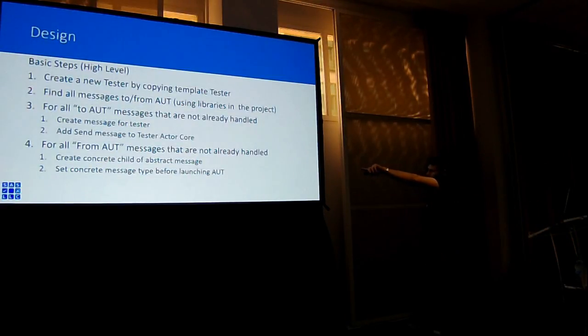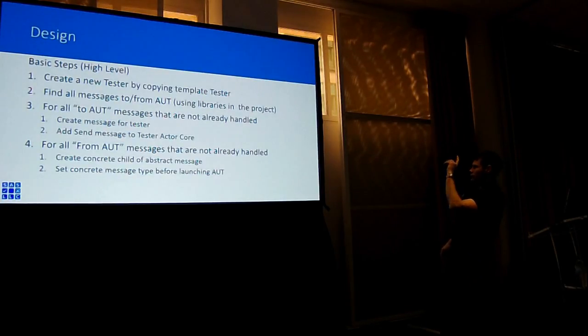And then step 3, I look at all the messages that go to my actor that I'm testing, and I check to see if they're handled, and I'll tell you why I do that in a minute. And if it's not handled, then I create a message for my tester. So my tester is another actor, because actors are contagious, right? If you want to call an actor and get data back and forth from them, it almost has to be an actor.